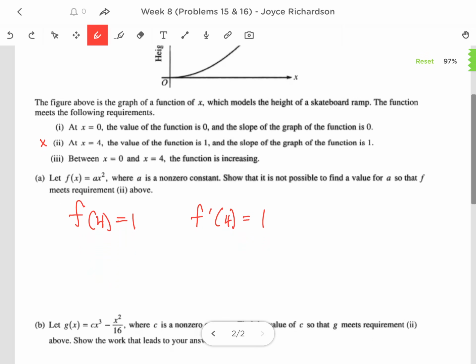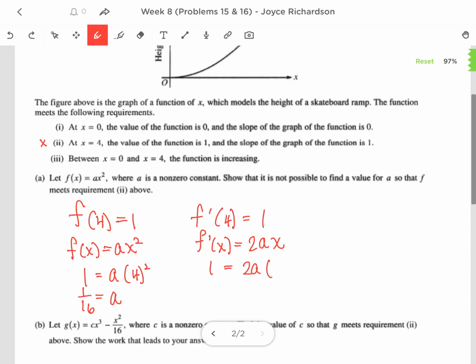So if I go and solve for a here, f of x is equal to ax squared, and I plug in what I know: 1 is equal to a times 4 squared. So I know that a here is 1/16. But if I do this, f prime of x is equal to 2ax, and I'll have 1 is equal to 2a times 4. I'm going to get that a equals 1/8.